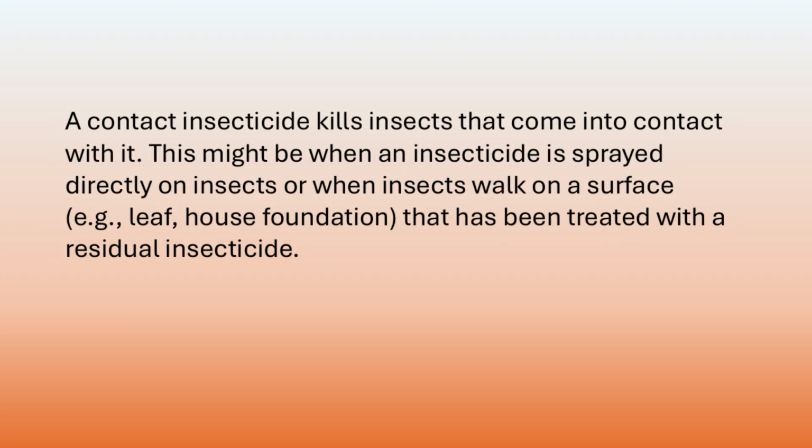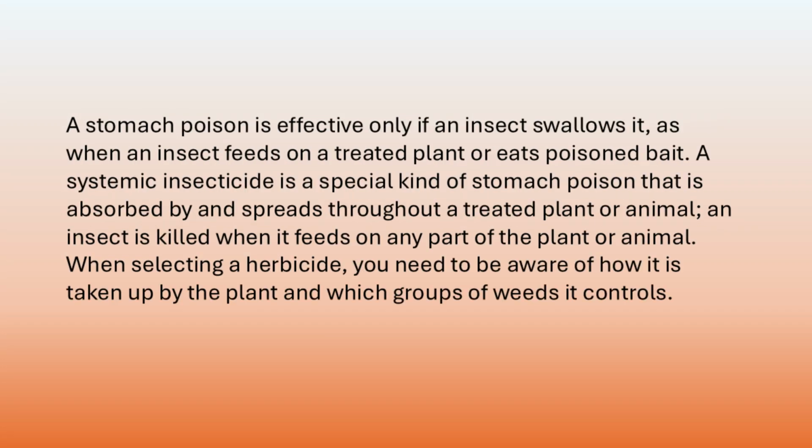A contact insecticide kills insects that come into contact with it. This might be when an insecticide is sprayed directly on insects or when the insect walks on a surface, e.g. leaf, house foundation, that has been treated with a residual insecticide. A stomach poison is effective only if an insect swallows it, as when an insect feeds on a treated plant or eats poison bait.